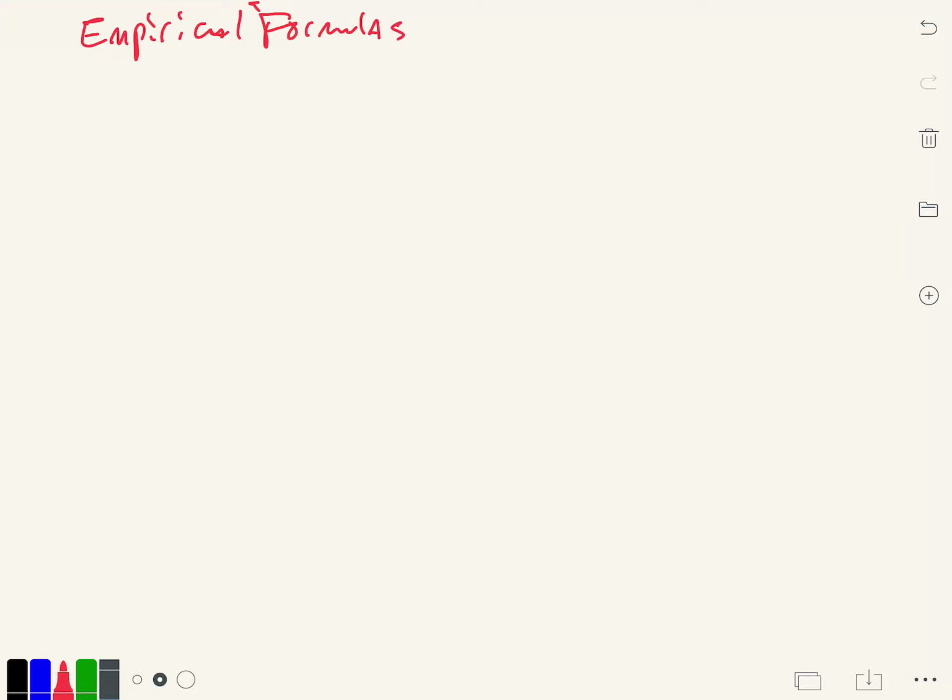So let's start with one where you're given the amounts of the elements. Let's say that we have a compound that contains nitrogen and oxygen, and it's decomposed in the lab, and it yields 1.78 grams of nitrogen and 4.05 grams of oxygen. Now we're going to calculate the empirical formula.